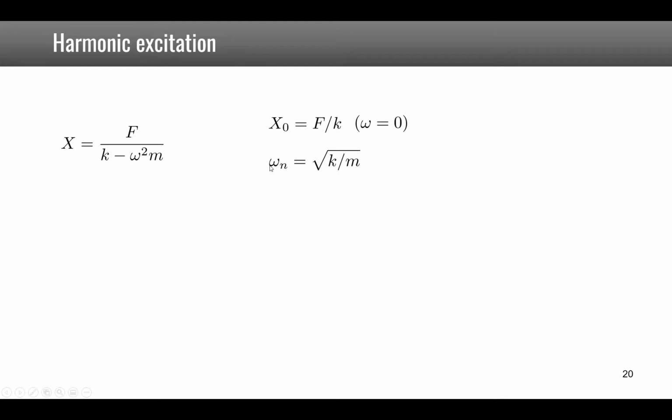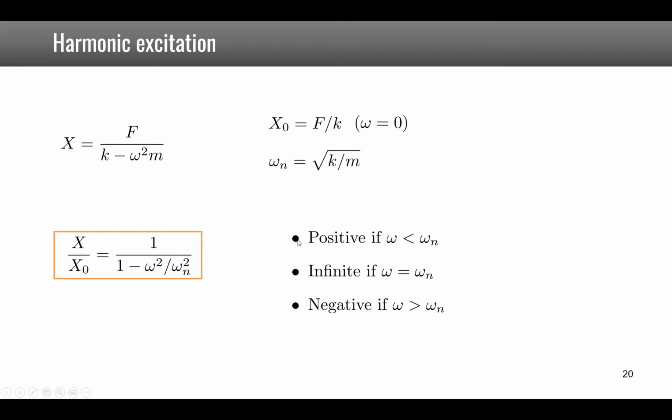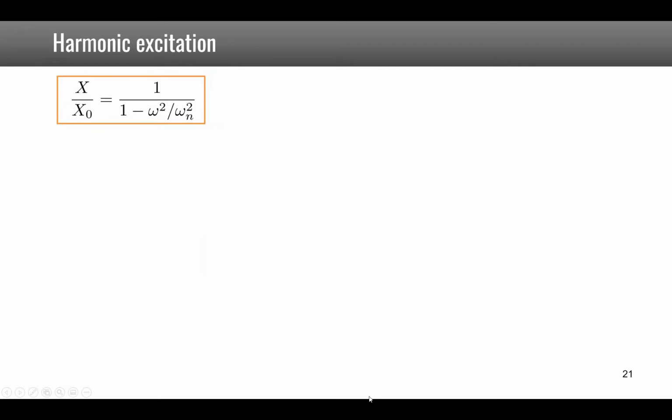Knowing that the natural frequency is square root of k over m, we can rewrite this expression to find the ratio between the displacement of the body when you excite it at a frequency omega and the static displacement of the body. This ratio is positive if omega is smaller than the natural frequency of the system. It is infinite if the frequency of excitation is equal to the natural frequency of the system, and it is negative if the excitation frequency is higher than the natural frequency of the system.